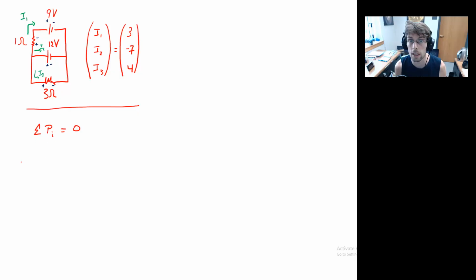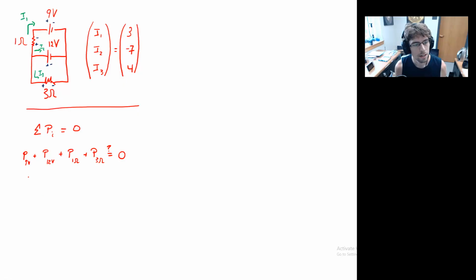So we better make sure that we have 4 elements in our summation. So I'll go ahead and say the power of the 9-volt, the power of the 12-volt battery, the power of the 1-ohm resistor, and the power of the 3-ohm resistor equals 0. And maybe I should put a question mark here, right? We're trying to verify that this is indeed the case based on our solution.